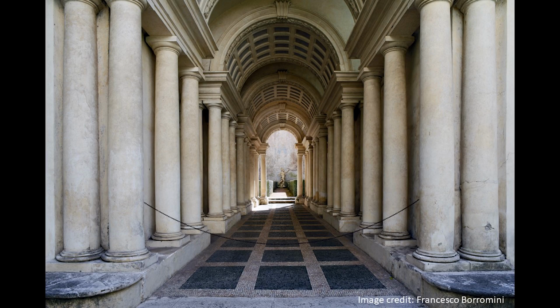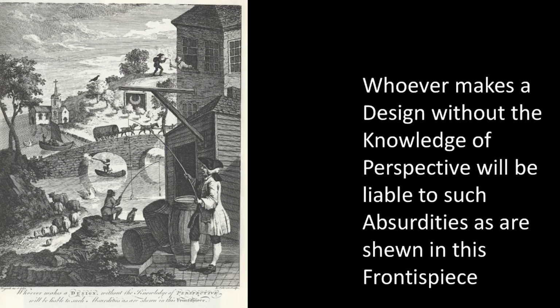Much later, we get people like Hogarth, famous for satire and false perspective. This was at the beginning. This is the frontispiece of a booklet on perspective that his friend Joshua Kirby had written, and I've just enlarged the writing that's at the bottom of this. "Whoever makes a design without the knowledge of perspective will be liable to such absurdities as are shown in this frontispiece."